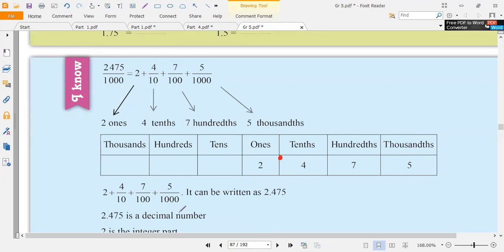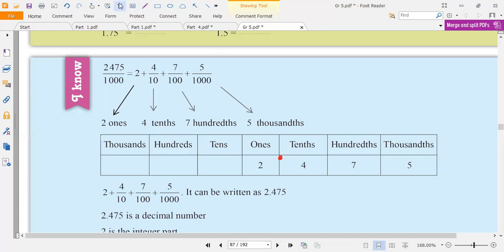So 2 is the digit before the point. It is the ones digit. 4 is the tenths digit. 7 is the hundredths digit. And 5 is the thousandths digit. First, let's see how we write it in words.